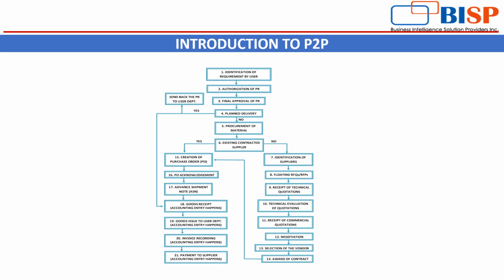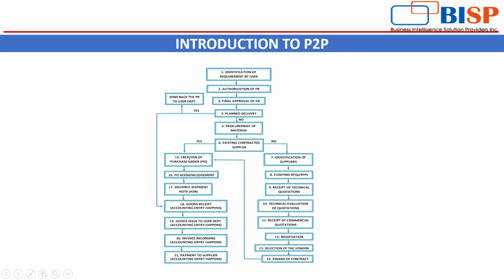We technically evaluate the quotation, and after the evaluation, we receive commercial quotation. And after the requisite negotiation, we select the vendor and award the contract to that vendor. And when we award a final contract to a vendor, the PO process starts.